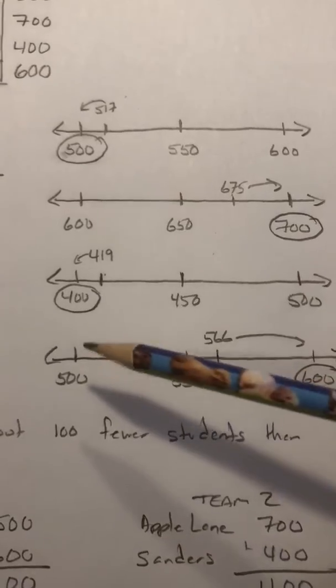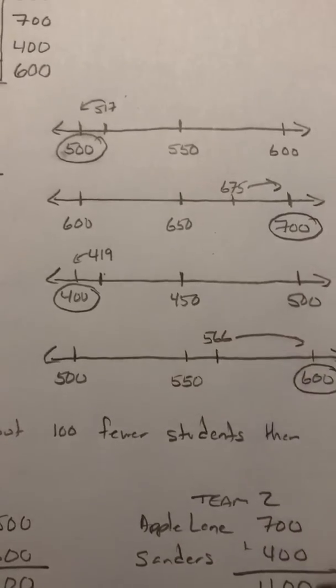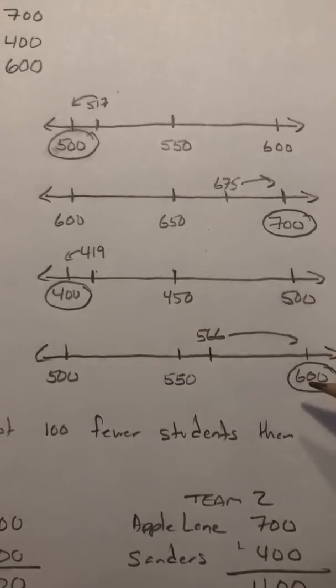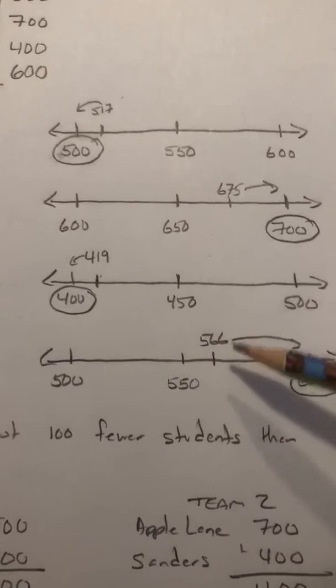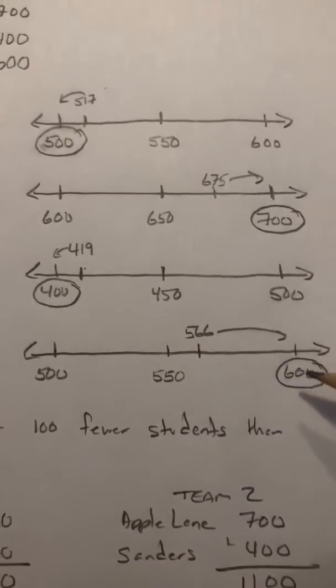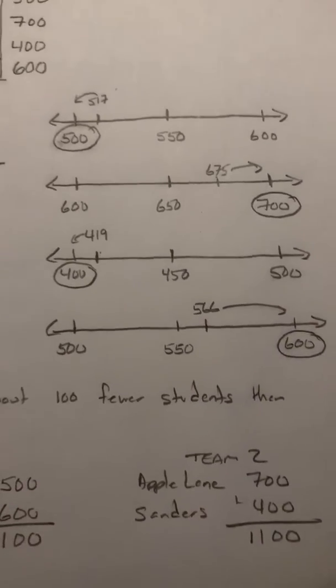And our last one, we had 566 students. So again, our choices are going to be 500 or 600. And 566 is bigger than 550, which is our midpoint. So it's going to round up to 600.